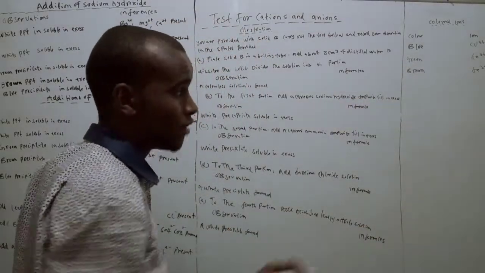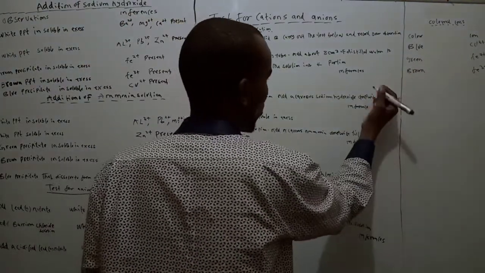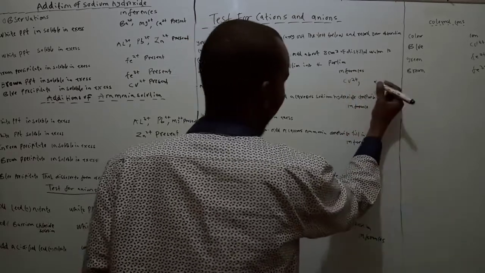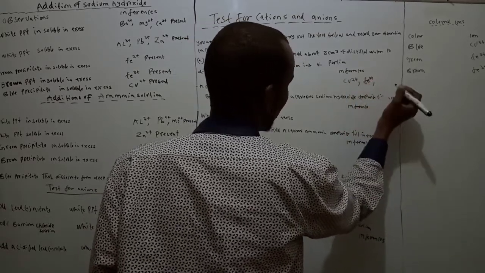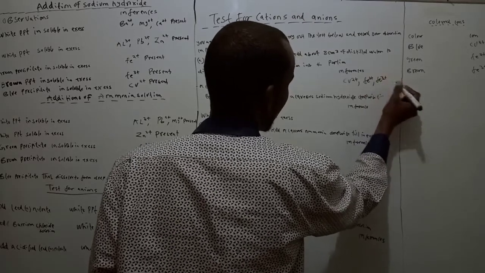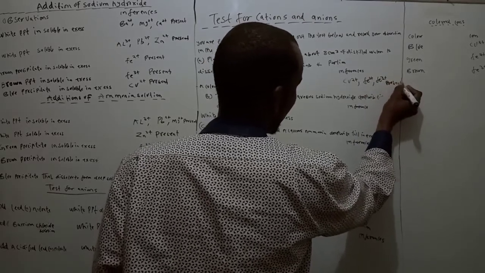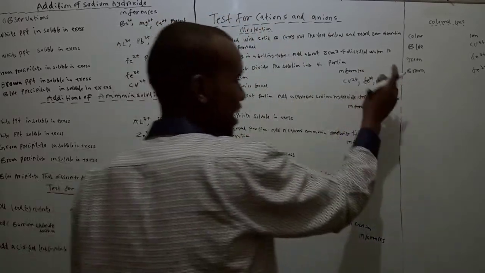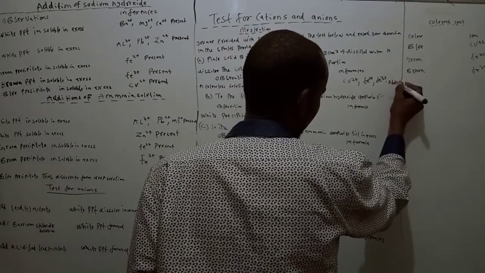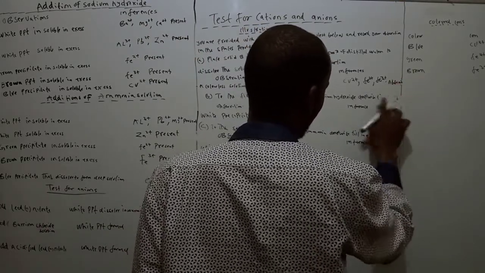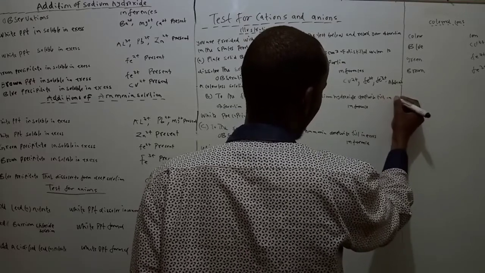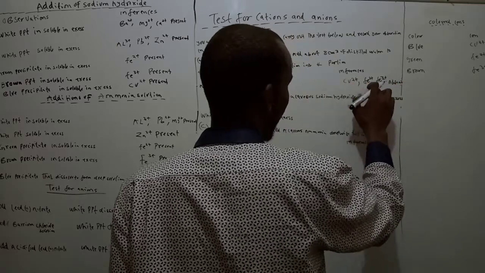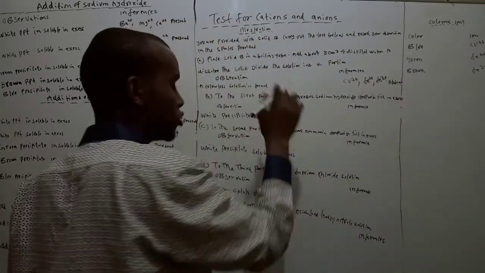But we have to be specific. We have to name the colored ions. So we have copper 2. You write here copper 2. Then you write iron 2. Then you write iron 3. You say present. Sorry, absent, because it is a colorless solution. And these are colored. That means they are absent. Copper 2, iron 2, iron 3 absent because it is a colorless solution.